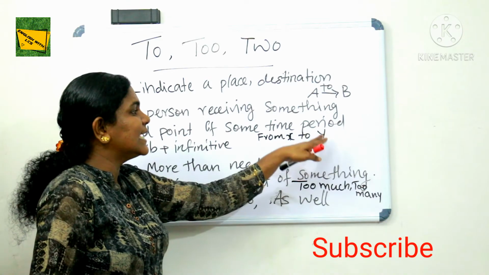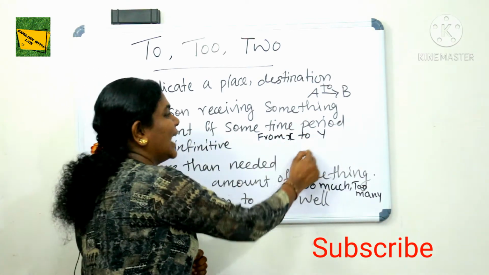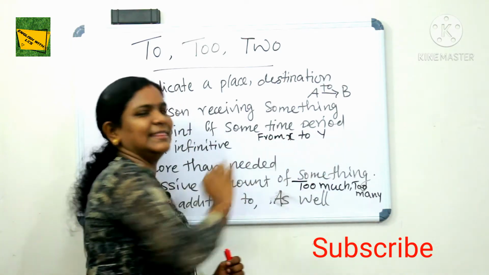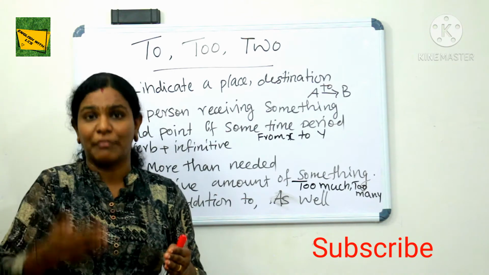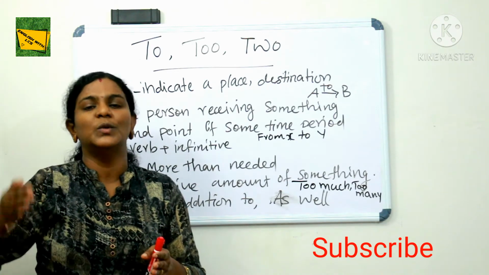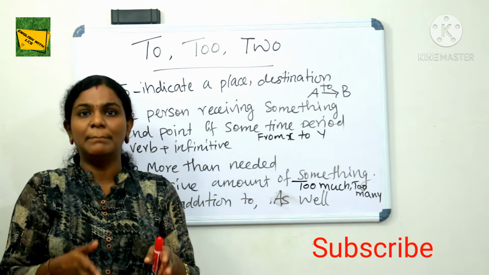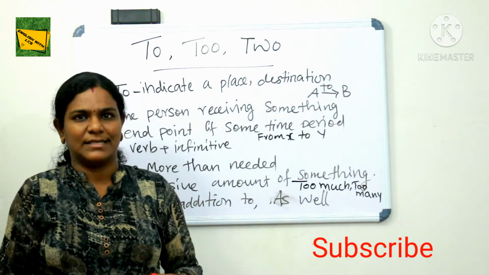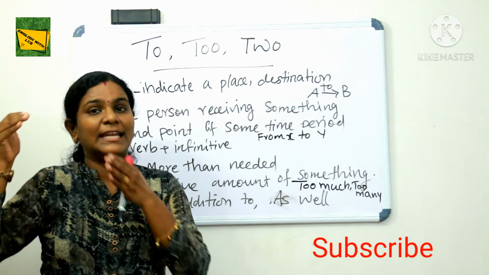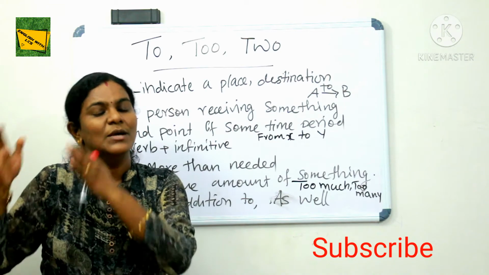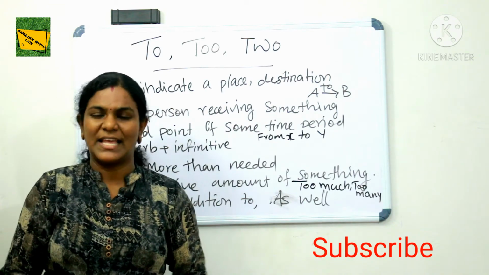So in order to indicate the Y or the end point, what do we have to do? We have to add "to" plus that end point. That means she works from 5 p.m. to 7 p.m. Or we can say I work from Monday to Saturday. That means Monday is the starting time and Saturday is the end time, and in order to indicate that end point, we have to use "to" before that end point. And I think it's clear to you.